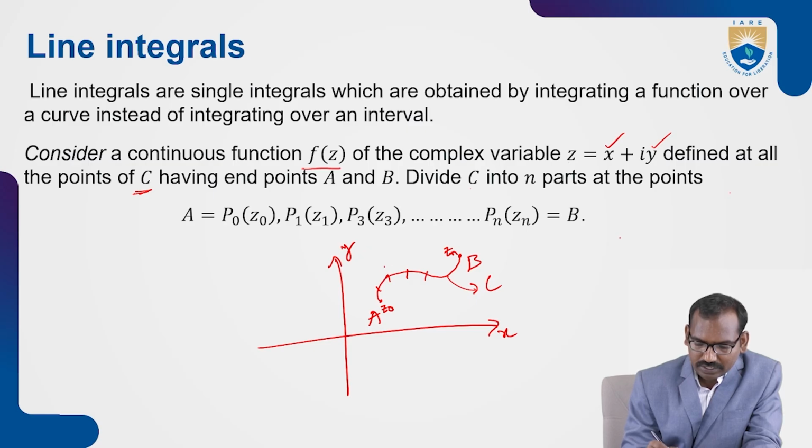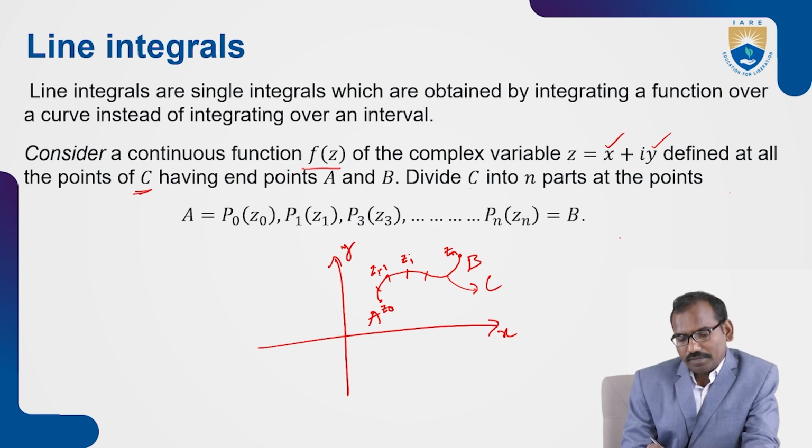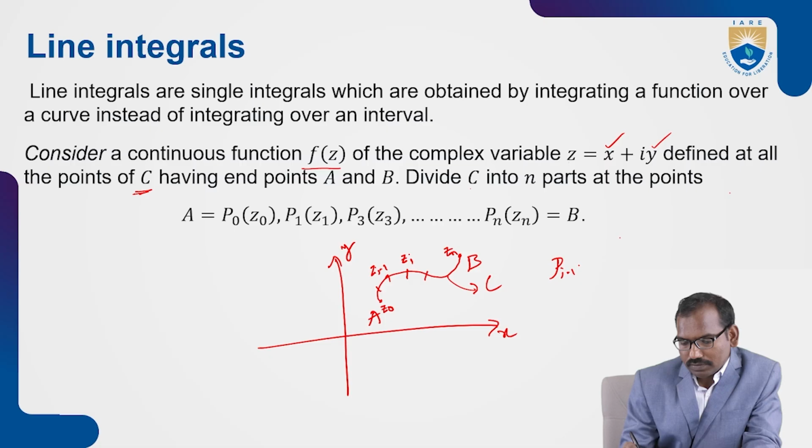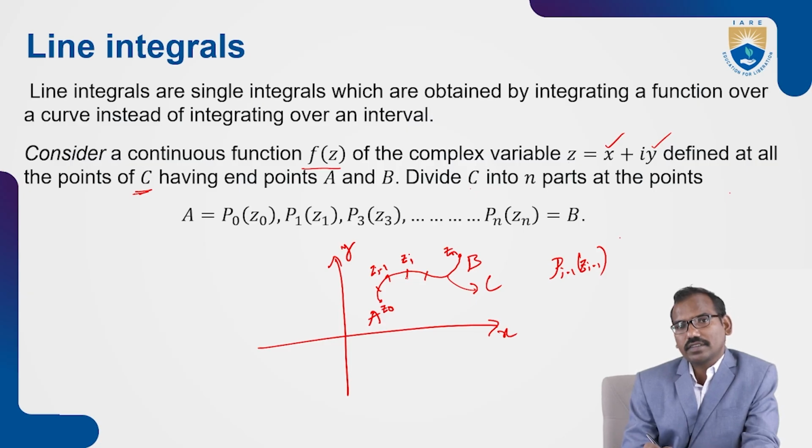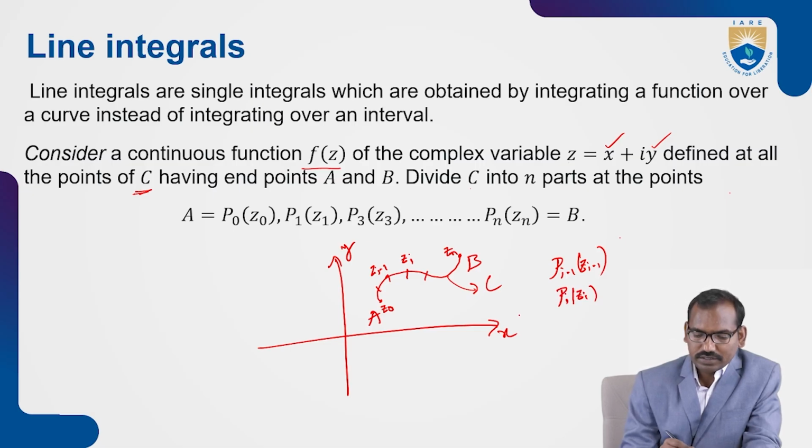In between we can find Zi minus 1 and this is Zi. The function value at Zi minus 1 is denoted by P i minus 1 of Zi minus 1. This is the function value at that point. Similarly at Zi, the function value is Pi Zi. So this is the curve and these are the points A and B, endpoints of the curve C.